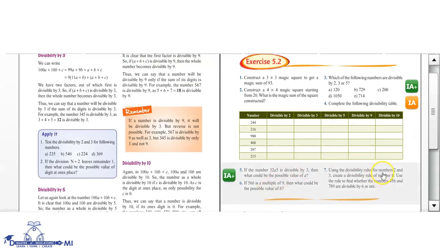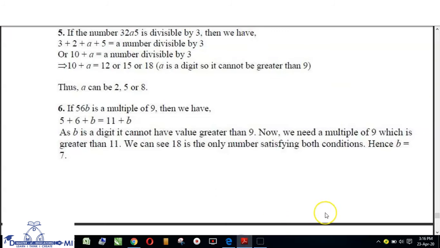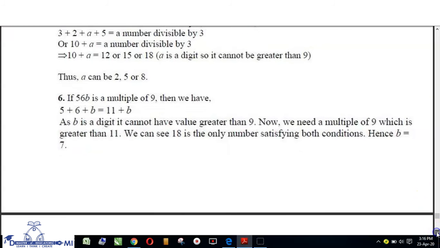Using the divisibility rules for numbers 2 and 3, create a divisibility rule for the number 6. Use the rule to find whether the numbers 456 and 789 are divisible by 6 or not. So let's move to the solution of this problem now. We are on page number 17.